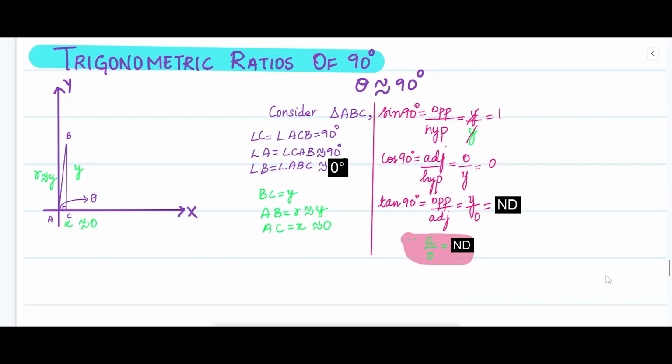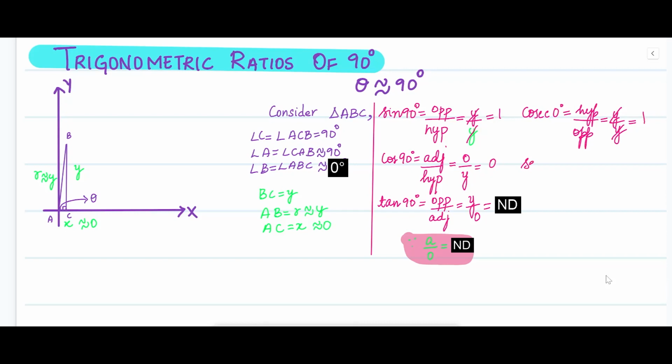So the next three ratios are the reciprocals of the previous three. First one is cosecant 90 degrees. Cosecant theta is the reciprocal of sin theta. The ratio will be the hypotenuse side of the triangle divided by the opposite side of the triangle. The hypotenuse side has a value almost equal to y, and our opposite side has the value y. So it will be y divided by y. Y and y will cancel out each other. We'll have the value 1.